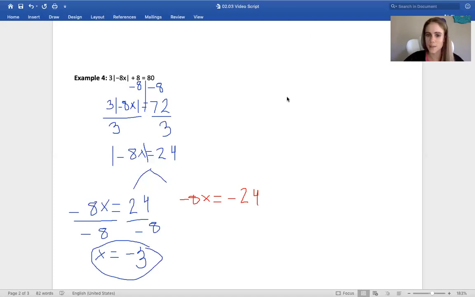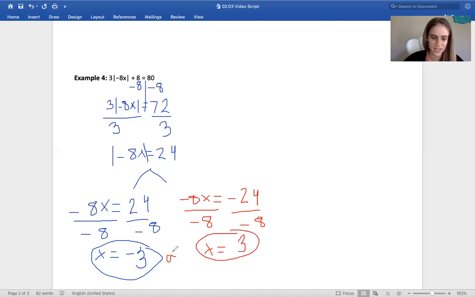All right, last but not least, let's try the red one here. -8x equals -24. We still divide by -8. X is equal to, well, what's a positive divided by a positive? What's a negative divided by a negative? Yeah, positive. So we are left with a +3. There we go.